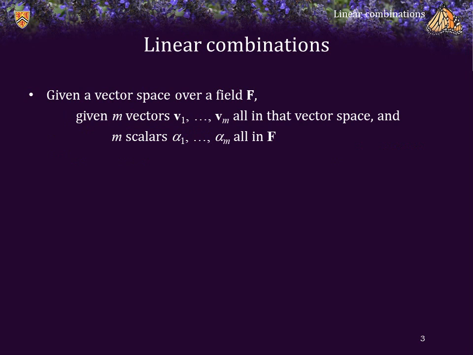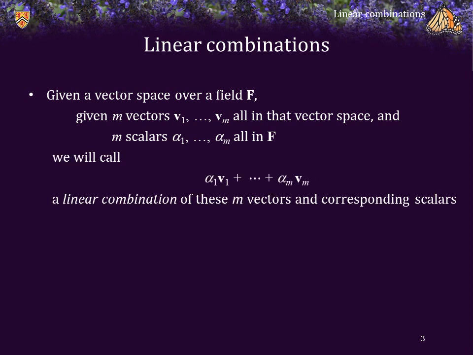Now, given a vector space over a field F, and given m vectors all in that vector space, together with m scalars all in F, we will call the sum of products alpha 1 times v1 plus alpha 2 times v2 plus, going all the way up to alpha m times vm, a linear combination of these m vectors and corresponding scalars.